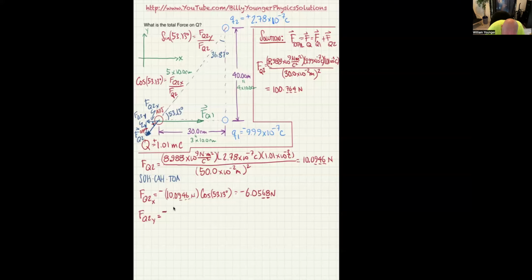Again, this one's negative, so I'm forcing it by putting that negative right there. And again, from the sine that I have written up top, in order for me to get to FQ2y, I have to multiply FQ2 times the sine. So FQ2 is 10.0946 newtons times the sine of 53.13 degrees. And of course, that's going to give us a negative number. And this time it becomes 8.0757.